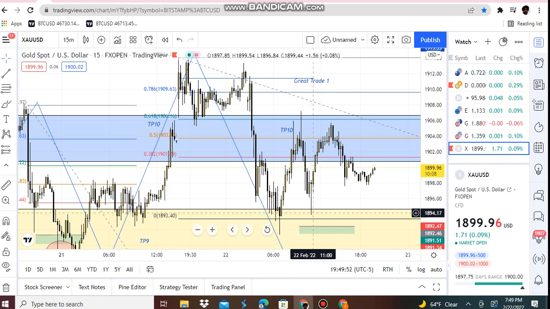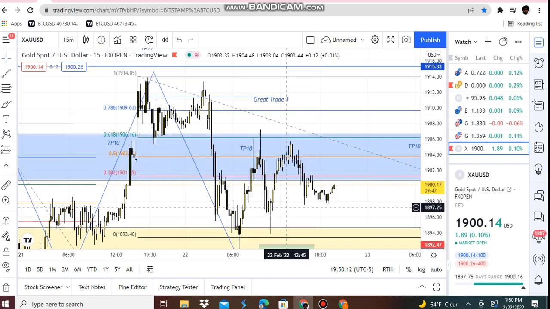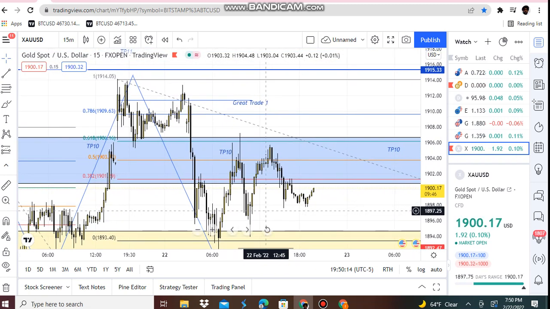it went back down to almost zero. Zero is at 1893, and it went to 1894, creating another hammer pattern. Sellers tried to push price back down to zero at 1894, and then buyers came back in and pushed price back up to take profit 10. So gang, I just wanted to break that move down.